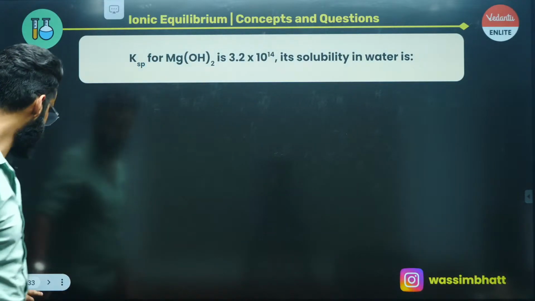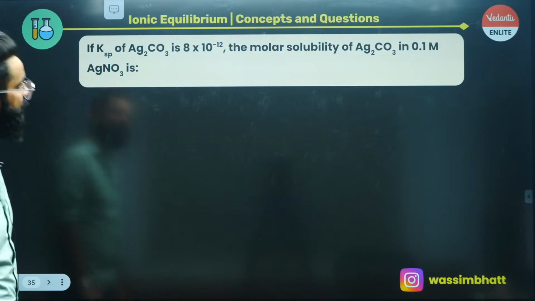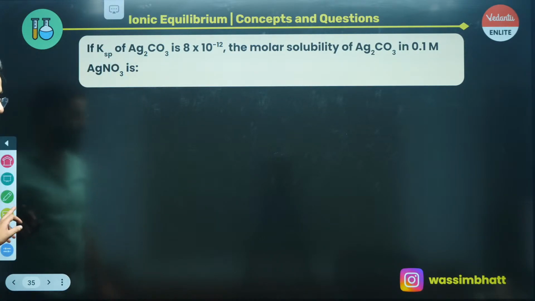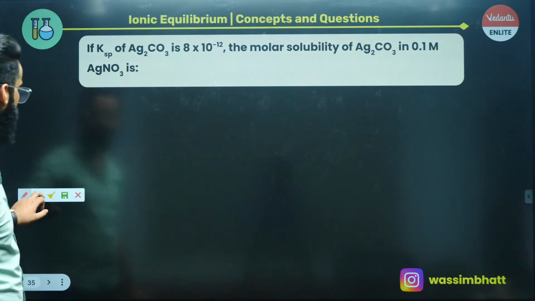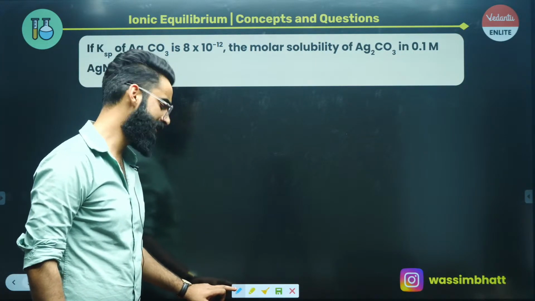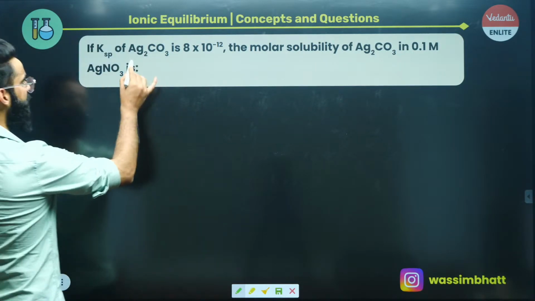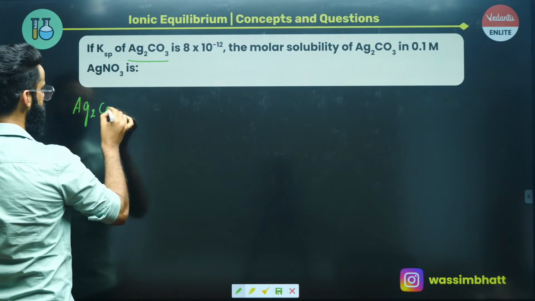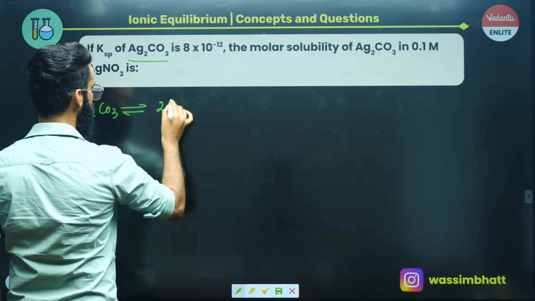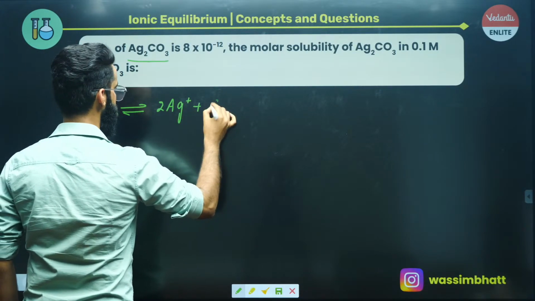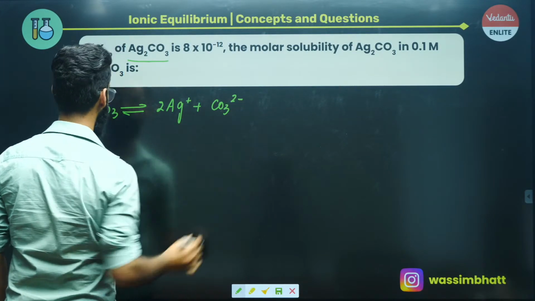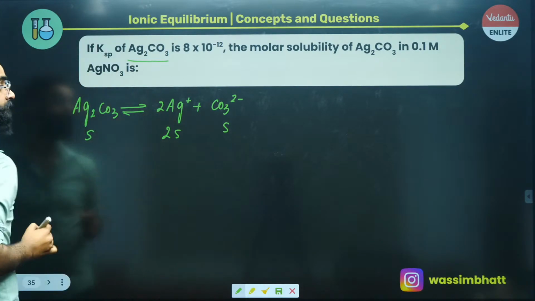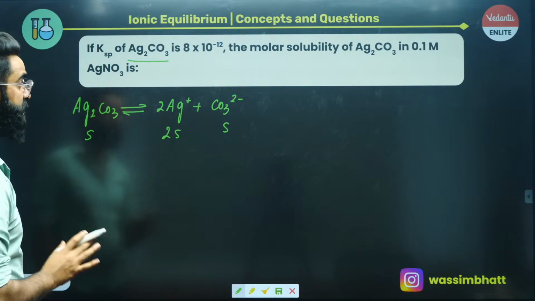Let's look at the last question of tonight's session. These sort of questions are asked, by the way. Let's see how this is to be solved. Ksp of Ag2CO3 is given. So first of all, Ag2CO3 would have got dissociated as 2 times Ag positive aqueous plus CO3 dinegative aqueous, right? Let's say its solubility is S. This is going to be 2S and this is going to be S, right? Perfect. Ksp is also given.